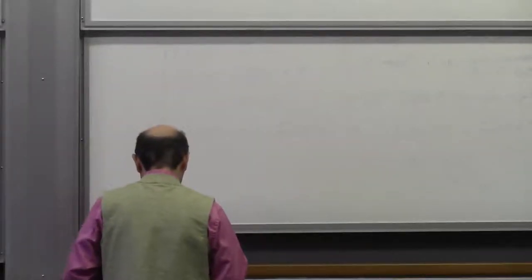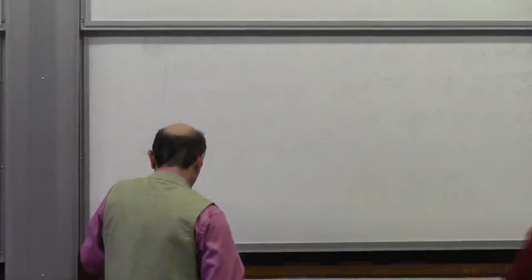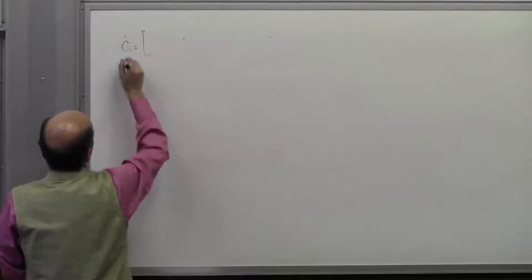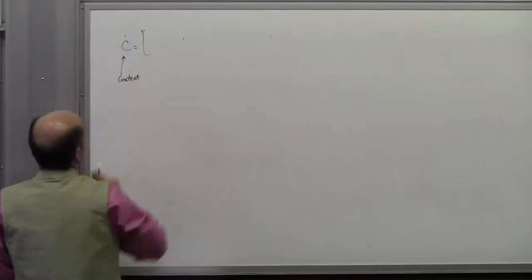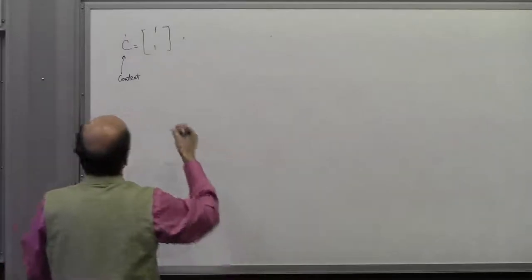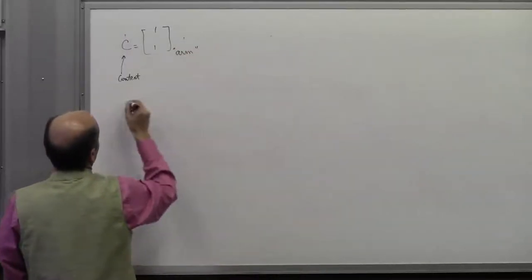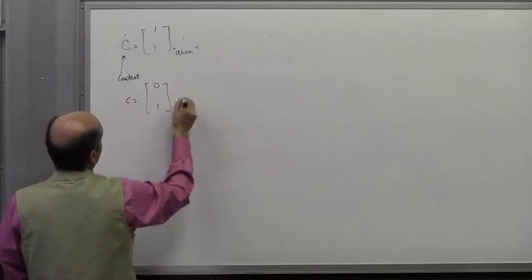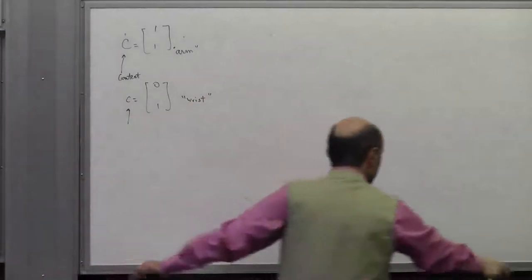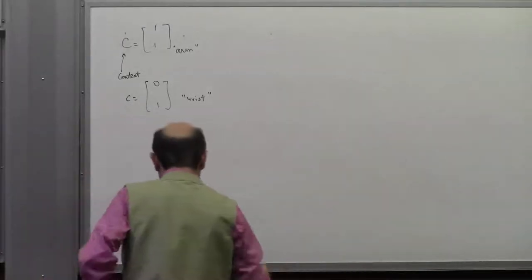Okay. So I'm going to have two contexts. I'm going to call this C, my context. And when I am in the arm context, I'm moving both my wrist and my upper arm. And this is my arm context. But when I'm just moving my wrist, I'm just moving my wrist. That's what I mean by this context.